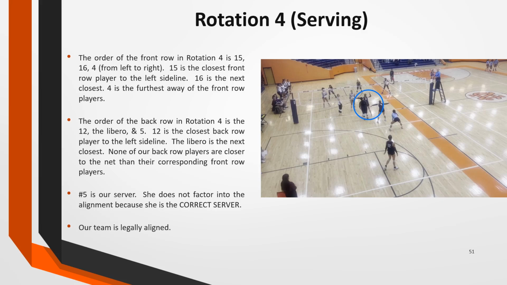The order of our back row in rotation 4 is 12, our libero, and 5 was our server. As long as 5 is our correct server, she's not going to factor into our alignment. 12 is the closest back row player to the left sideline, and the libero is the next closest. All that said, it's clear that our team in rotation 4, with regards to serving, is legally aligned.